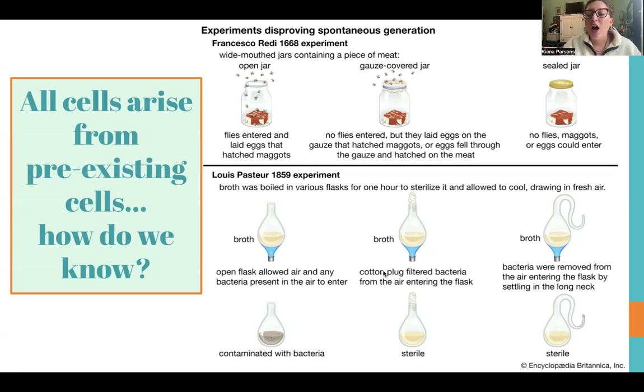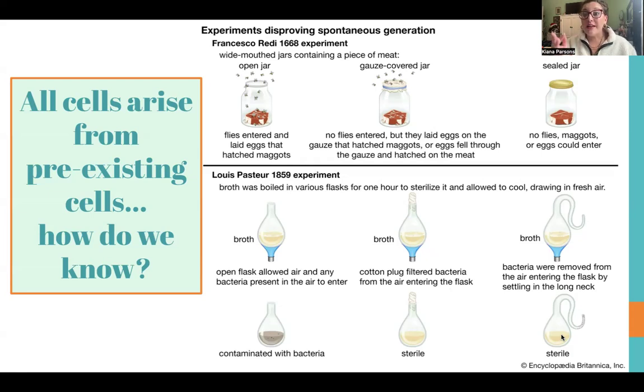In the second condition, a cotton plug filtered bacteria from the air entering the flask. So, makes sense. The cotton plug is more effective at filtering microscopic organisms than the gauze was at filtering the flies dropping their eggs. Also, may have to do with the width of the flask versus the jar. But then Louis Pasteur said in this uniquely shaped flask, which draws in more air, removing the bacteria from the flask, allowing them to settle in the long neck, he was left with a sterile broth.